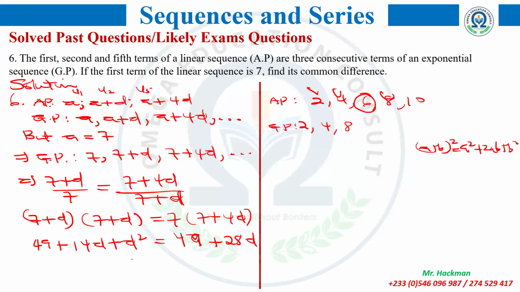Take everything to one side. The D squared here is positive, so it means it is better to move everything to this side, but we know that this will cancel. So I'm going to get D squared. Okay, this will come here. I'll get 14D minus 28D, and that will give me minus 14D. Okay, it's equal to 0. Do you agree?